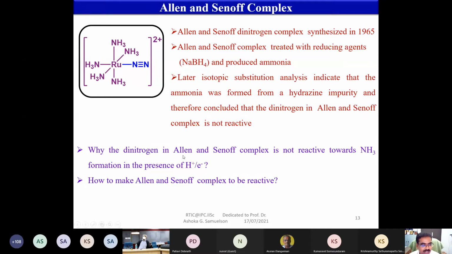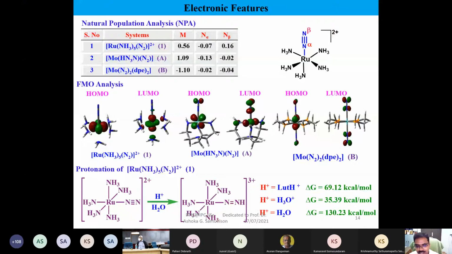And then we asked the question: why is the dinitrogen in the ruthenium complex not reactive towards protonation and reduction? And if at all we want to make it reactive, then how to make it? These are the questions that we raised. And then, as I mentioned before, I was given a computer, so I thought of making use of it.